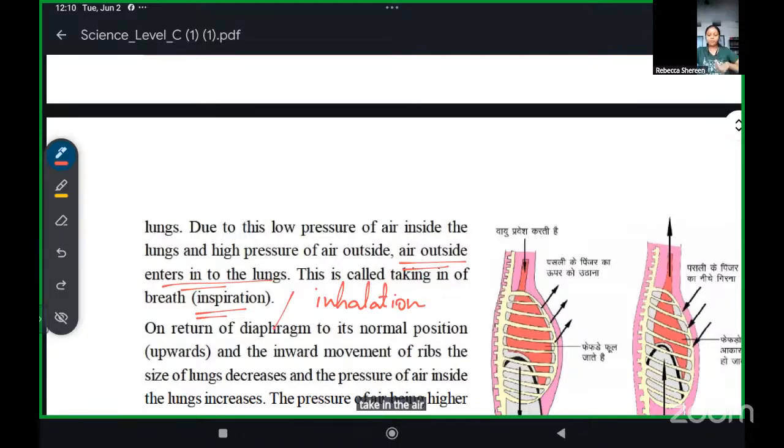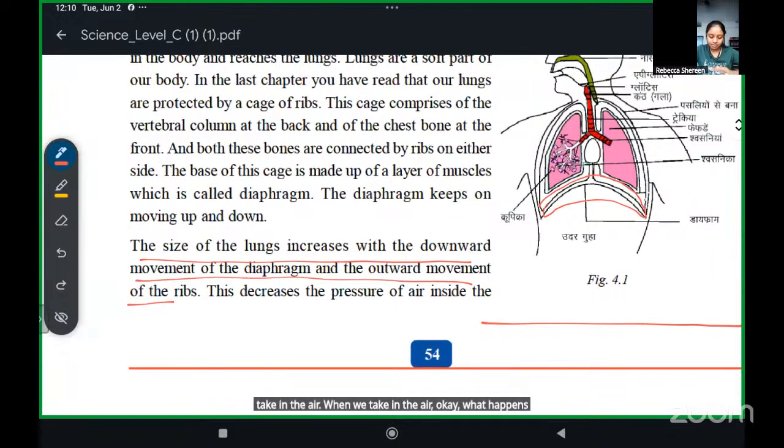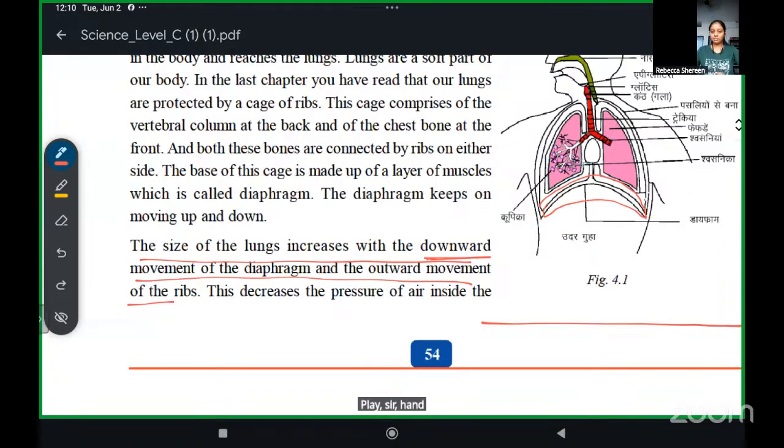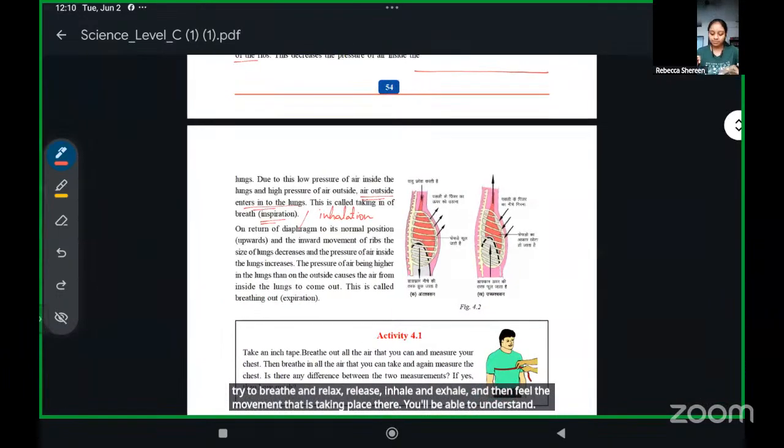When we take in the air, there is a downward movement of the diaphragm. When you release the air, there is an upward movement of the diaphragm. Just breathe and place a hand a little above your stomach, relax, inhale and exhale, and feel the movement that is taking place there. You will be able to understand.